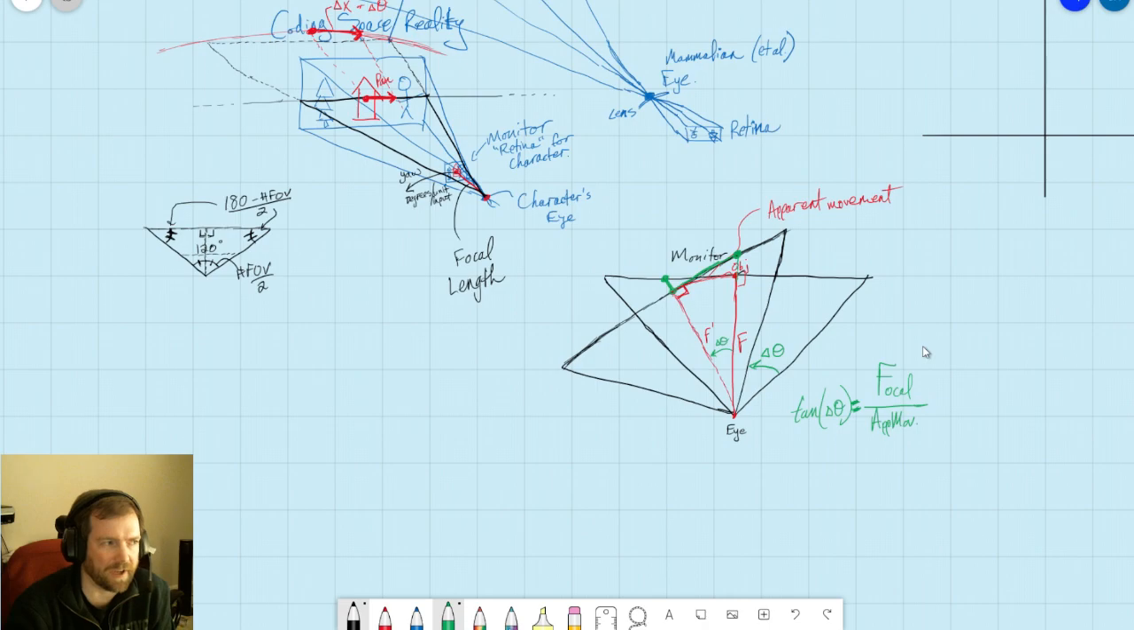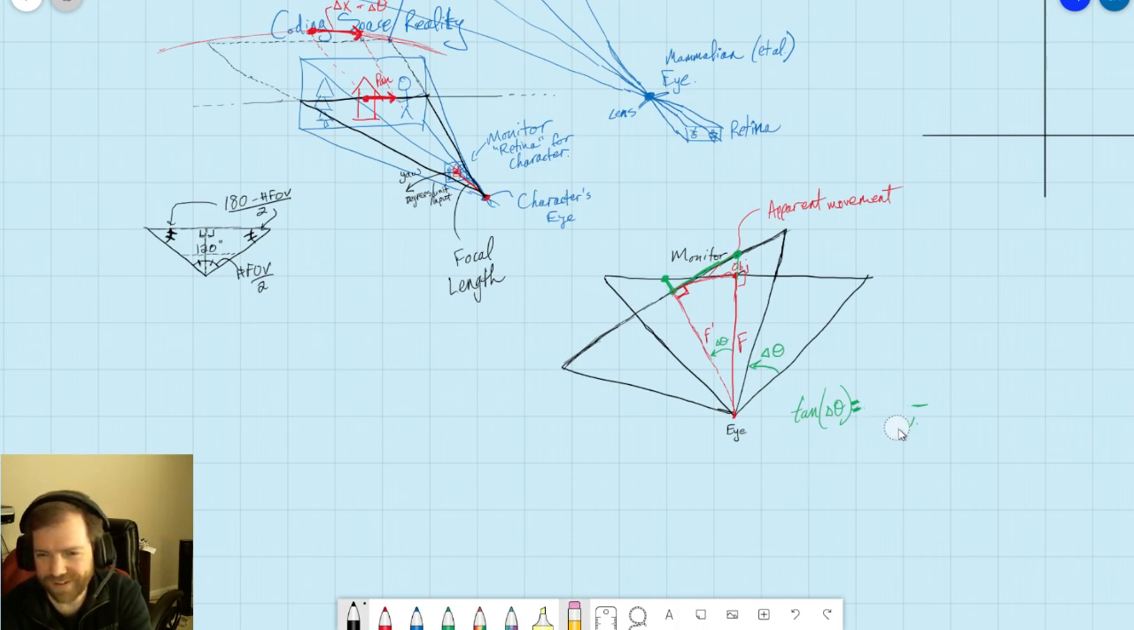It doesn't matter which one you're looking at, right? It's either F or F prime. But we want the red. Oh, gotcha. No, I'm looking at the cotangent. That was the problem. I just thought I was looking at the tangent. Anyway, so apparent movement over the focal length.